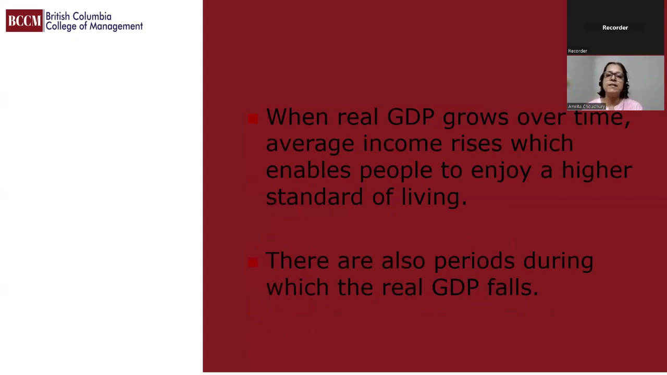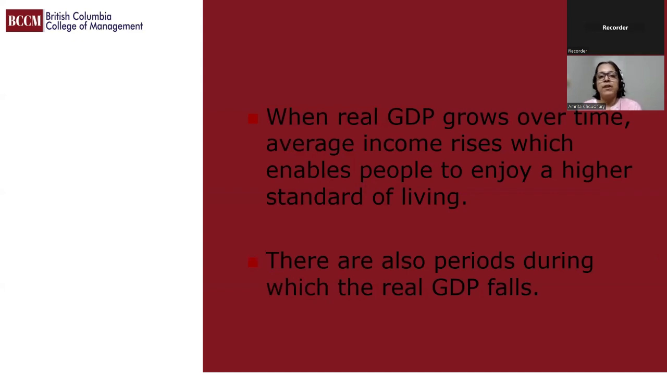We can say that when real GDP grows over time, that means the country's income is rising. That means all the residents of the country are enjoying a higher income level. So basically we can say that the average income level rises. So this will enable people to enjoy a higher standard of living. They are now able to afford to buy commodities which they were not able to before, because of their higher income level.